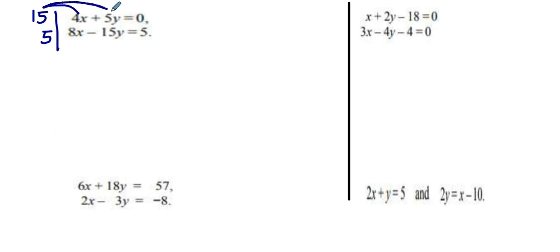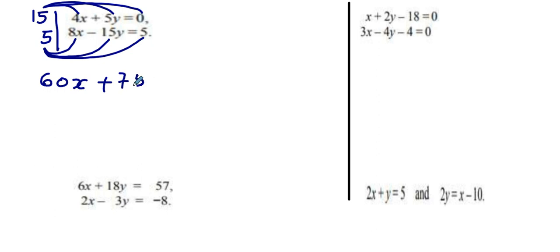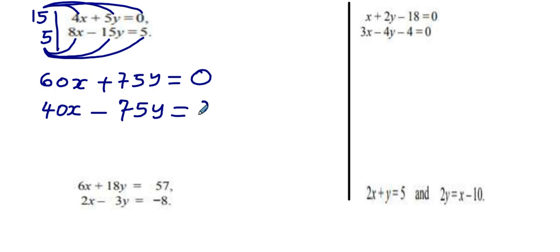15 times 4, 15 times 5, 15 times 0, 5 times 8, 5 times 15, 5 times 5. Okay, so 15 times 4x will be 60x. 15 times 5, this will be 75y. 15 times 0, this is 0. 5 times 8x, this will be 40x. 5 times negative 15, this will be negative 75y. 5 times 5, this is 25.